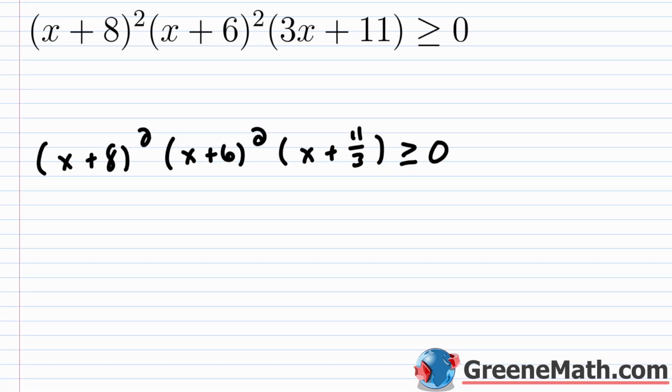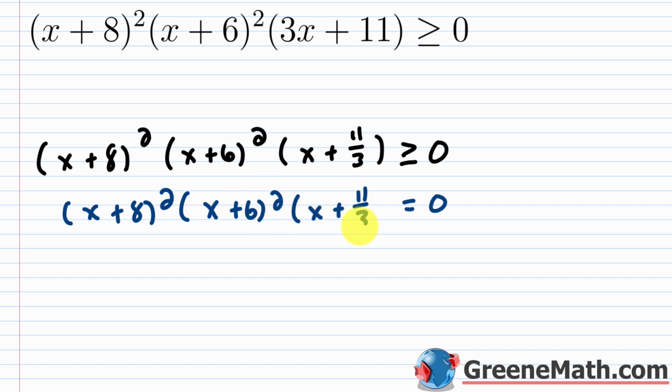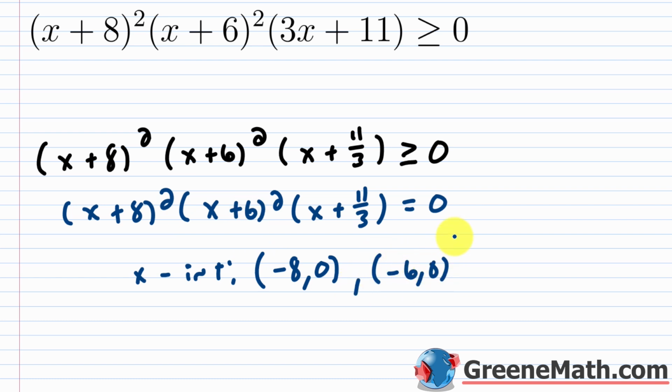So in terms of the x-intercepts here, we're just going to say this is equal to 0. So we have the quantity x plus 8 squared times the quantity x plus 6 squared times the quantity x plus 11 thirds. Your x-intercepts would be, you would have one at -8, so -8 comma 0. Notice that the multiplicity of that 0 is 2, so it's even, so that means it's going to touch and turn around there. You'd have another one at -6 comma 0. Again, the multiplicity of that 0 is 2. That's even, so it's going to touch and turn around there. And then this one, it would be -11 thirds comma 0. The multiplicity of that 0 is going to be 1, so here it's going to cross straight through.